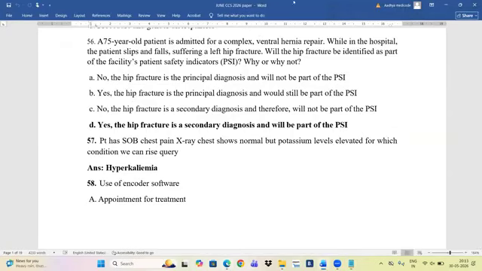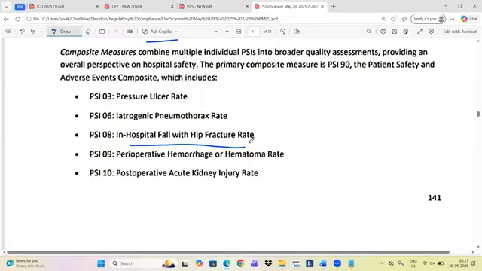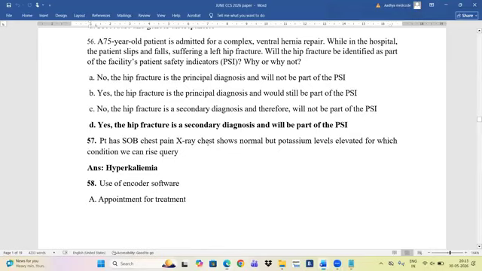Now tell me, is hospital fall with hip fracture part of PSI or not? Yes, it is part of PSI. Only hospital fall with hip fracture is a PSI, not a normal hip fracture. After admission in the hospital, if they fall and develop a hip fracture, it should be part of PSI during the hospitalization. So yes, the hip fracture should be part of PSI and should be considered a secondary diagnosis, not the principal diagnosis, because here they were admitted for the ventral hernia repair. So ventral hernia should be the PDX.